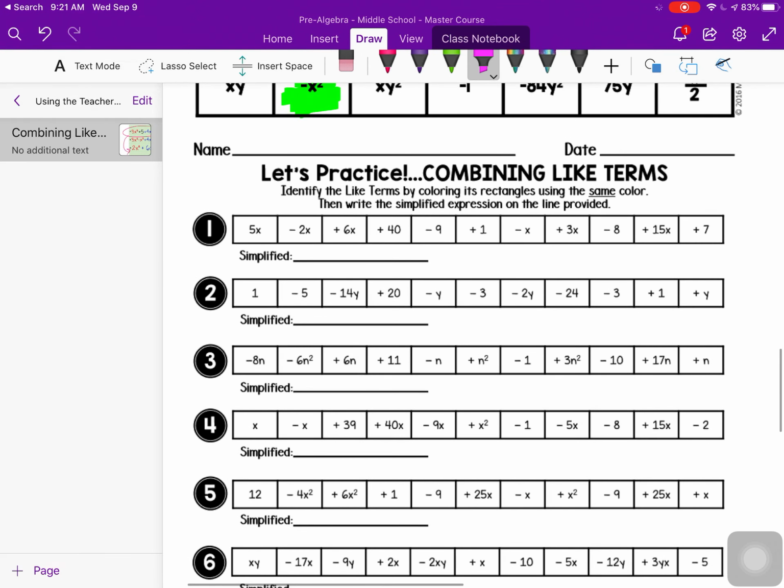And then on these, you're going to take this super, super long expression and you're going to simplify it. So highlight your x's. 5x, 2x, negative 2x, 6x, minus x, plus 3x, plus 15. So 5x minus 2x is 3x. 3x plus 6x is 9x. 9 minus 1 is 8. 8 plus 3 is 11. And 11 plus 15 is 26. So all of those x's simplify to 26x.